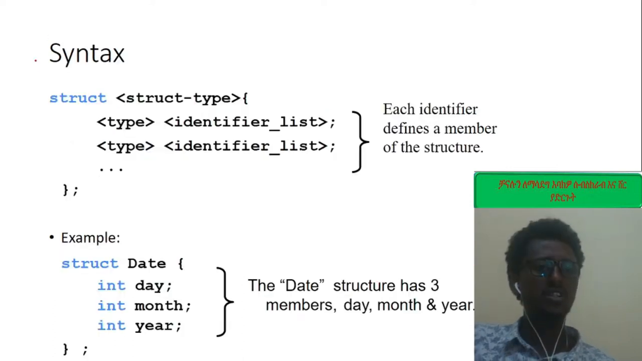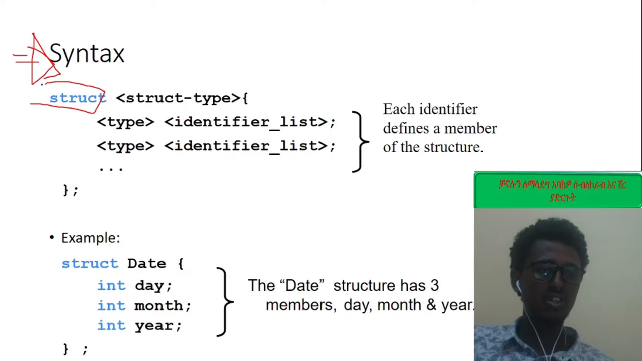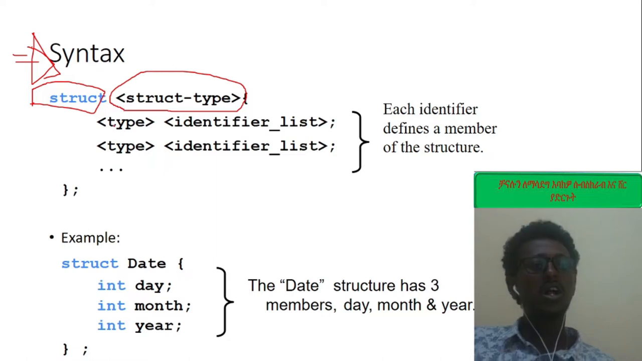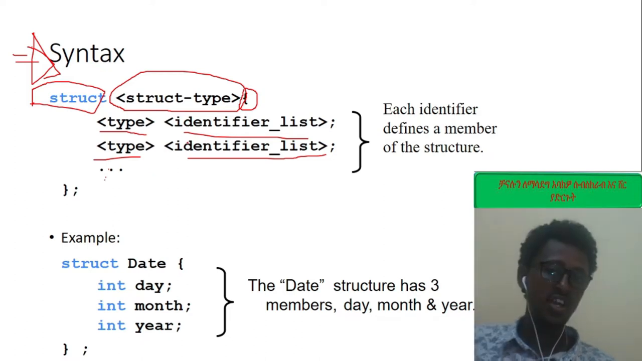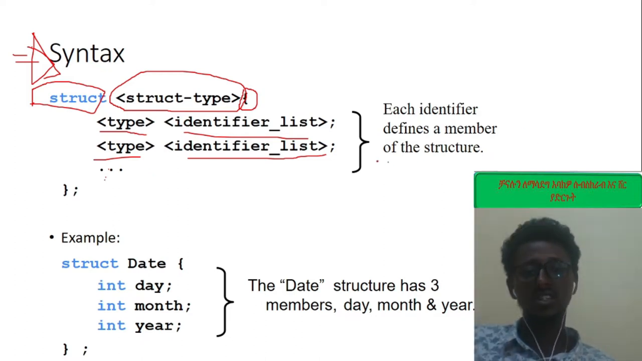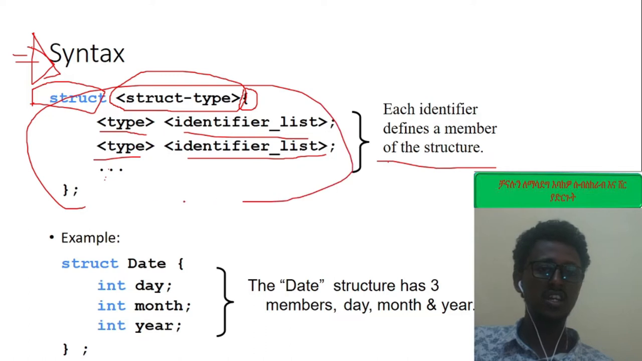For example, this is the syntax for how we create a structure. The keyword struct is used, and this is the struct name. Under this struct name, you open a brace and type the list of member variables here: a type and an identifier list, and you can add more variables or members of the structure here. Each identifier defines a member of that structure. This is the syntax for how we create a structure.